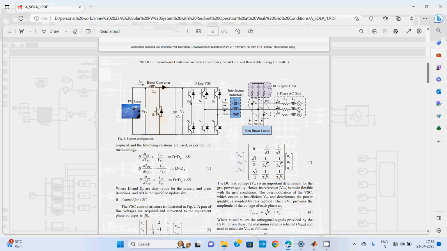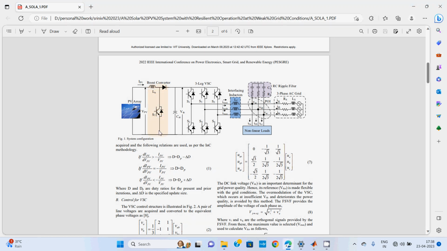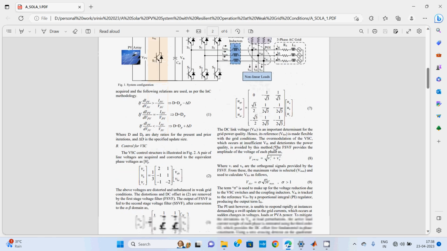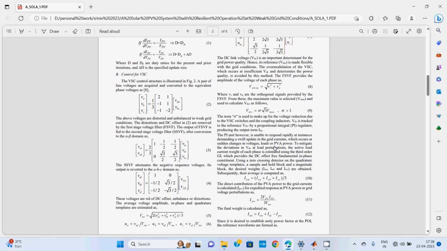So you already know the basic power generation from the PV panel. That means the PV array is there, and then the boost converter, and then the inverter, and then the filter. Then you connect it to the grid-tied connection and to the non-linear loads. And with the ripple filter, you can reduce the ripples across the PCC point, or point of interconnection. And here we are using the synchronous reference frame along with other control strategies.